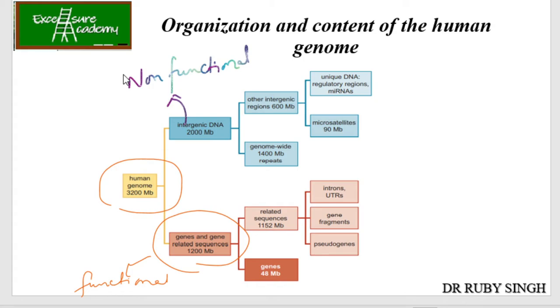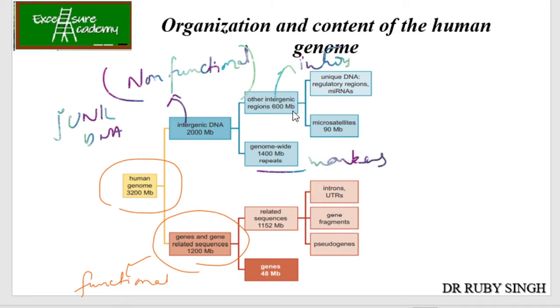Now under this category itself you have got intergenic regions. Just now we talked about these intergenic regions. Those are nothing but the introns. Okay? And genome wide repeats are there. So these repeats actually also act as markers. So later we'll study about this. Now, under the introns of the intergenic regions, we also have unique DNA like regulatory regions and the microRNAs.